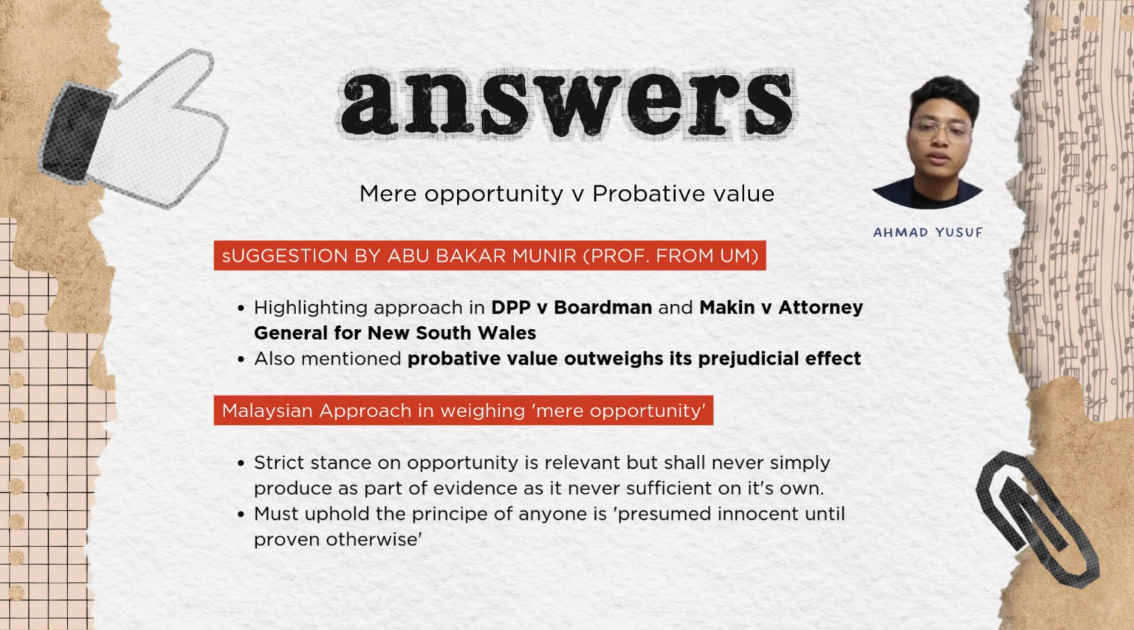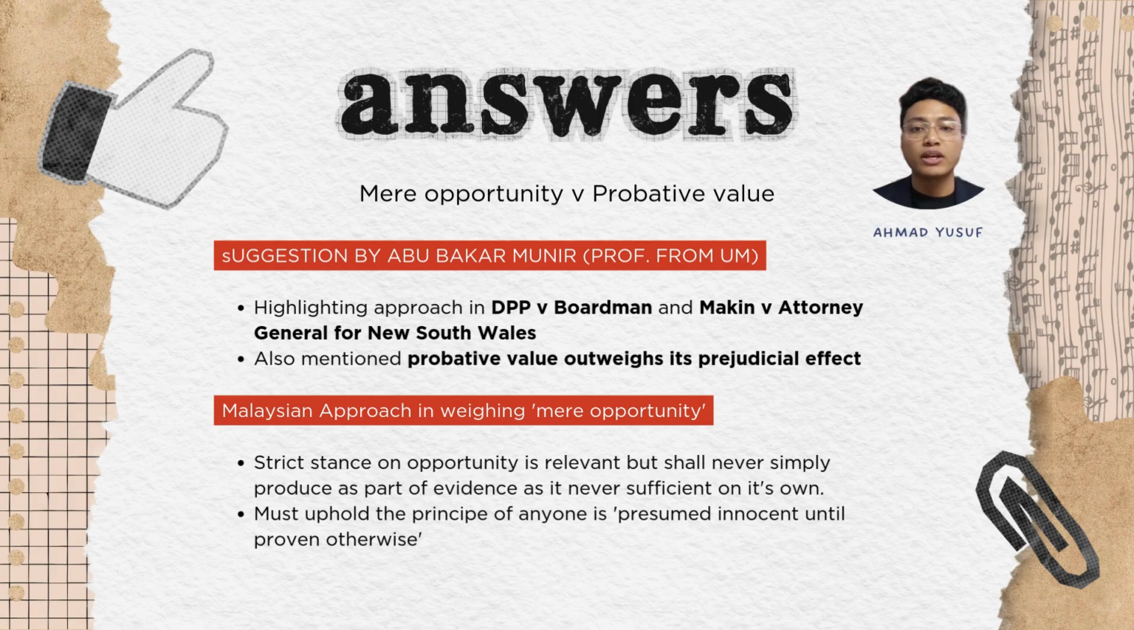One academic commentary by a University of Malaya professor supports this cautious approach, drawing on Baldwin and Mackay to argue that similar fact or circumstantial evidence should be admitted only when its probative value outweighs its prejudicial effect, not simply because it falls into the category of opportunity. Malaysian courts echo this, stressing that what ultimately matters is the cogency and reliability of the evidence.